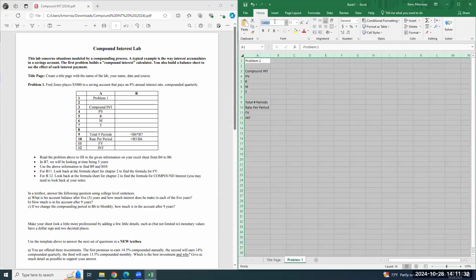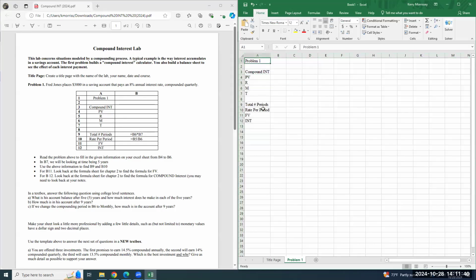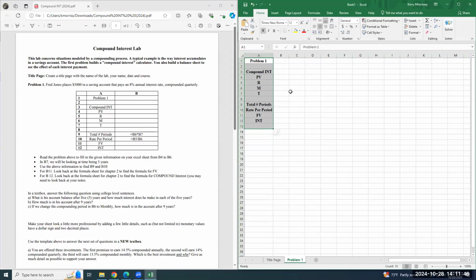And before I get too far, I want to make sure that I'm in Times New Roman. I like 12 font. There we go. And I'm probably going to put all of these in black and expand. And I might choose to center all of my values. So compound interest is just telling us that this is your compound interest problem.